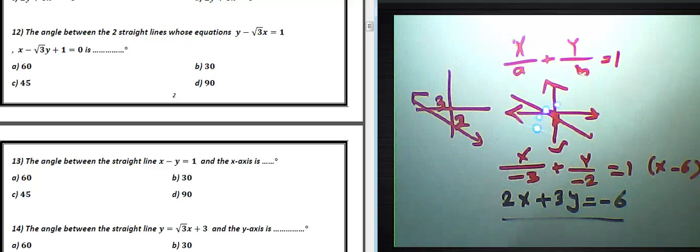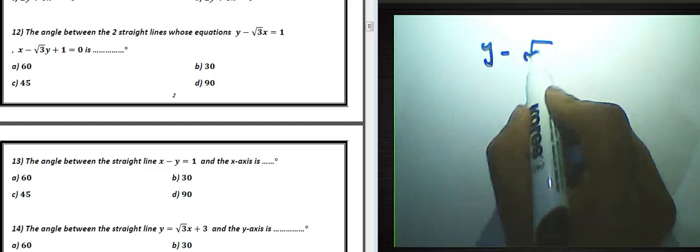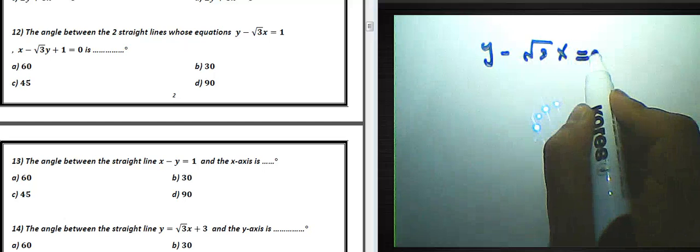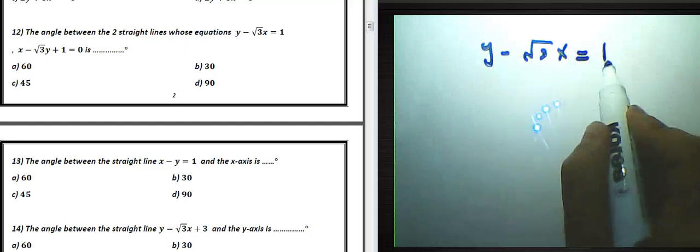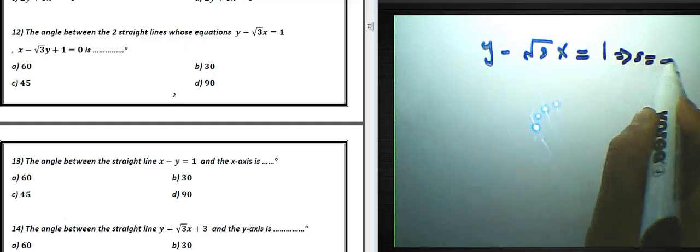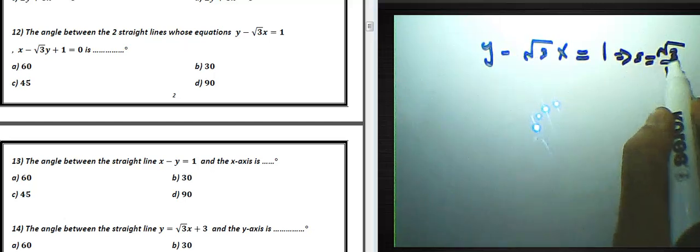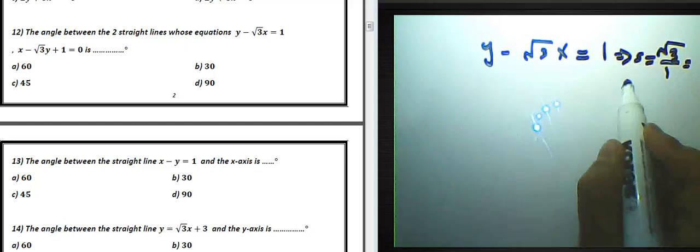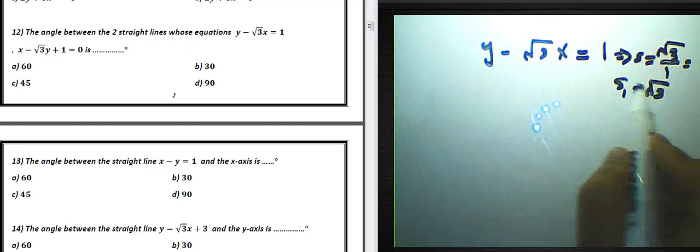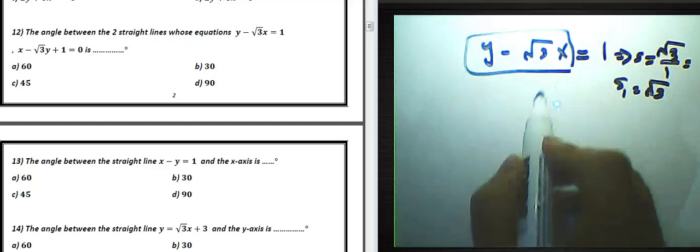Okay, we can find the slope of y subtract root 3 x equals 1. The slope will be what? Negative coefficient of x over coefficient of y. It will be root 3 over 1, so it will be root 3. Slope 1 equals root 3, negative coefficient of x over coefficient of y.